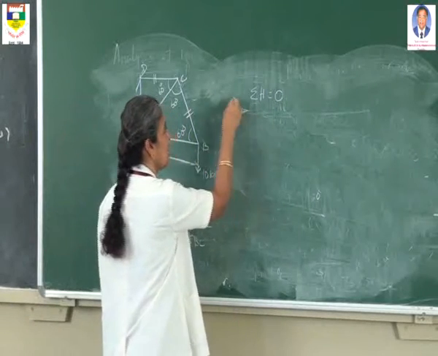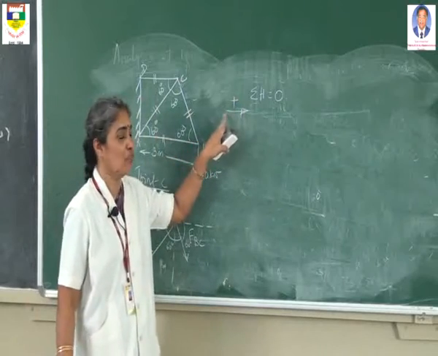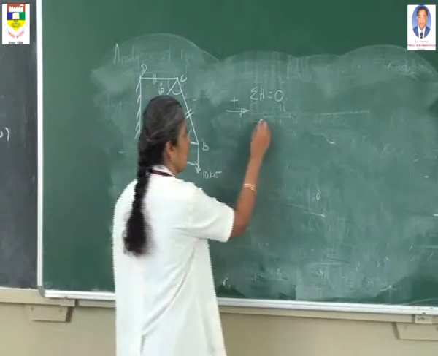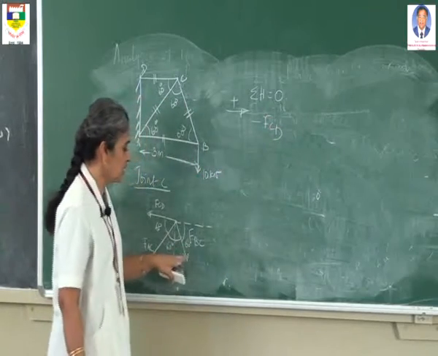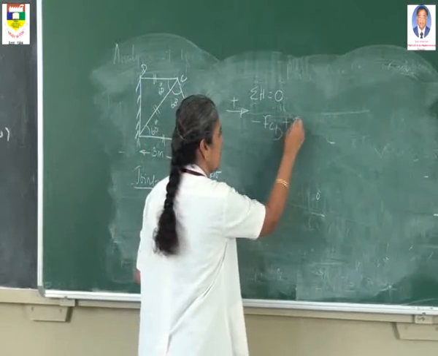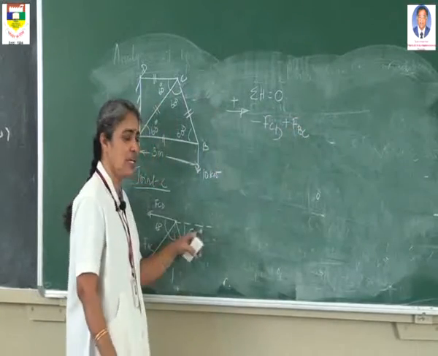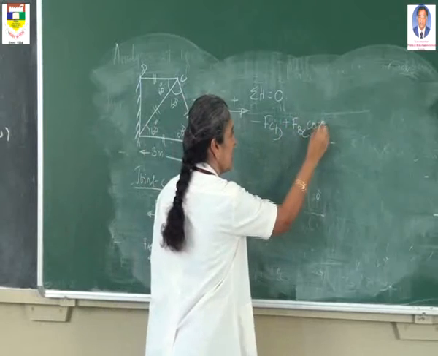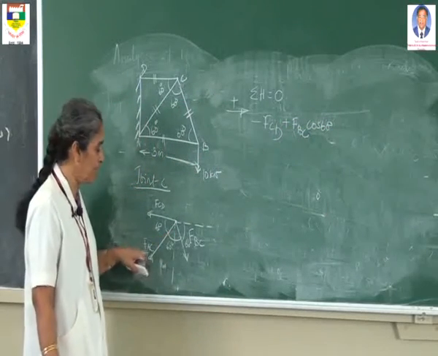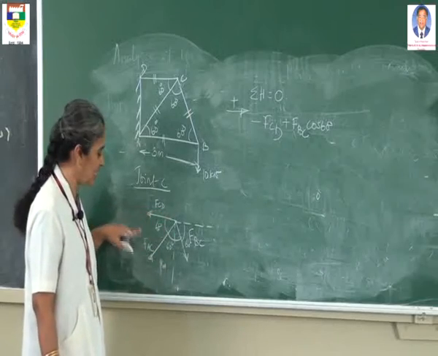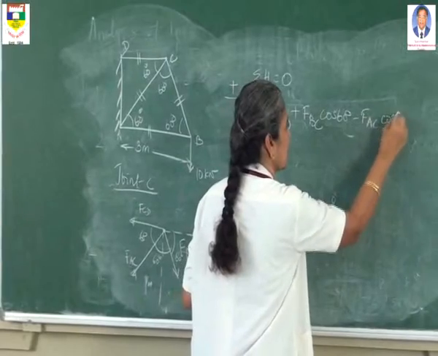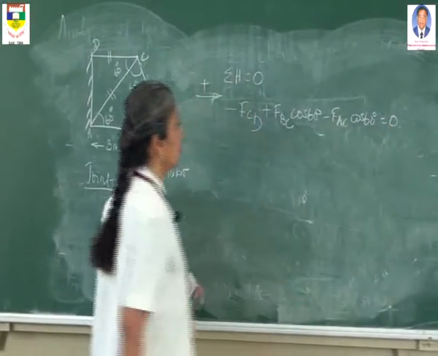Sign convention: the force which is acting from left to right is taken as positive. This is acting in the opposite direction, so minus FCD. Then this force FBC is in the positive direction of horizontal component, so plus FBC into cos 60. Then you resolve this FAC, this is also an inclined member. You resolve this force in the horizontal direction. It is also negative, minus FAC into cos 60 equal to 0.